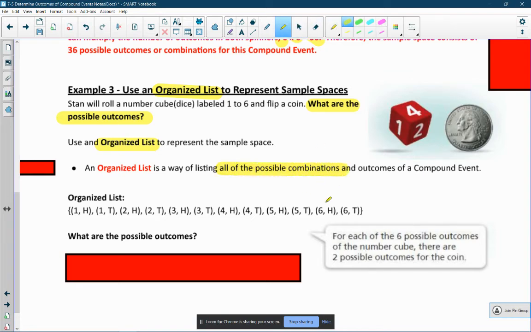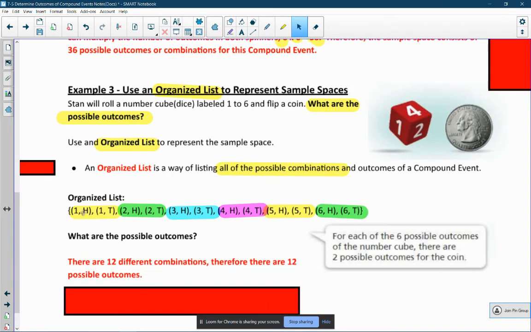All possible combinations. Now these can be a little bit confusing to read, so let's go through this pretty easy. If I roll a 1, I can combine that with either a heads or a tails. If I roll a 2, I can combine that with a heads or a tails. If I roll a 3, I can combine that with heads or tails, and so on. We can do that for 4, 5, and 6 also. So basically, we're just matching up all the numbers with either heads or tails. Now, what are all the possible outcomes? Well, they should right there be in our organized list.